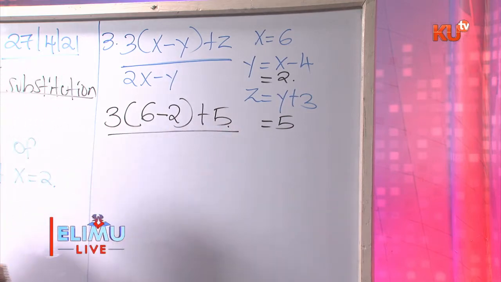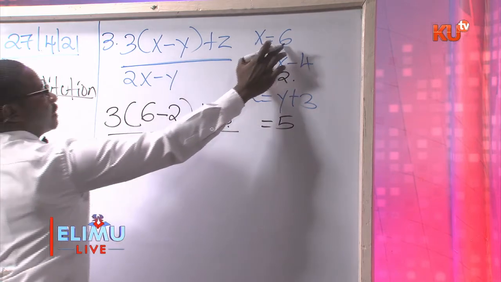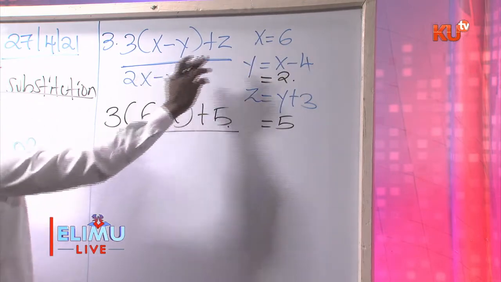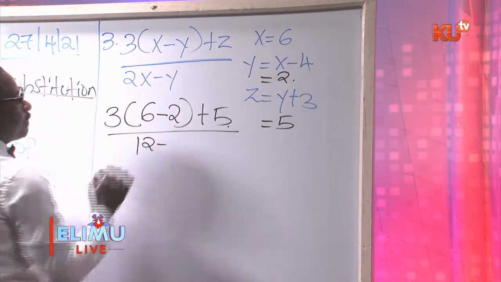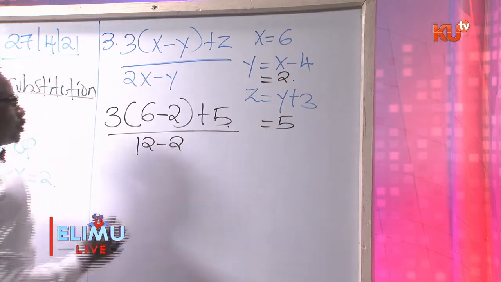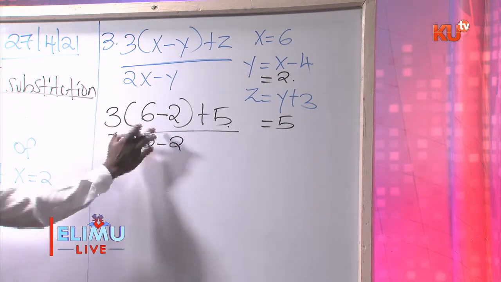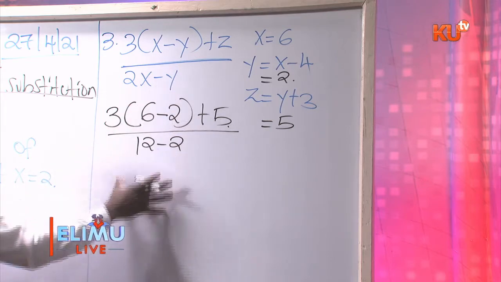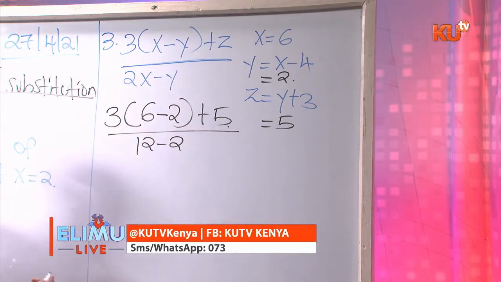Underline. We come to 2x. The value of x is 6. So that is 2 times 6 to get 12. Take away the value of y, which is 2. So take away 2. So we solve this numerator first, then we solve the denominator, then we see if we can be able to cancel to get the right answer.